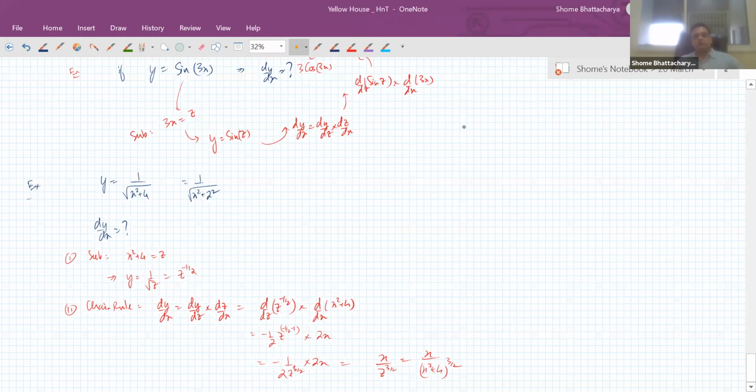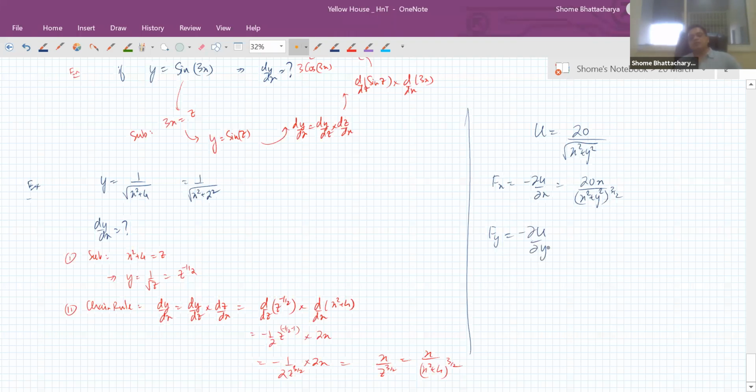Okay. So now coming back to that question, potential energy was 20 upon square root of x square plus y square. So Fx we already saw, minus del U by del x. This we had got. It was 20x upon (x square plus y square) to the power 3 by 2. Now Fy, similarly if we calculate, we will get 20y divided by (x square plus y square) to the power 3 by 2.